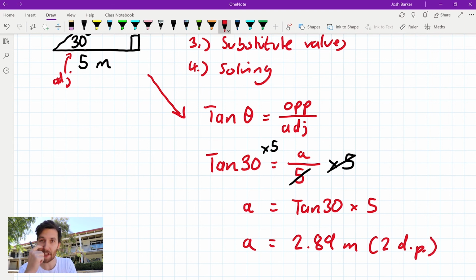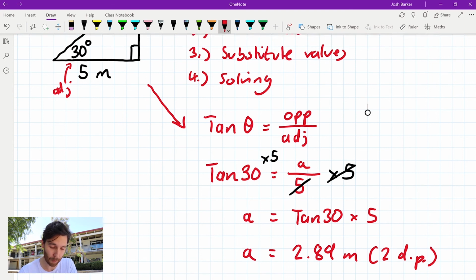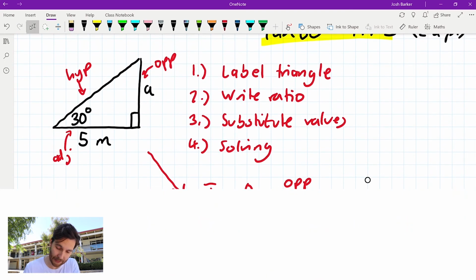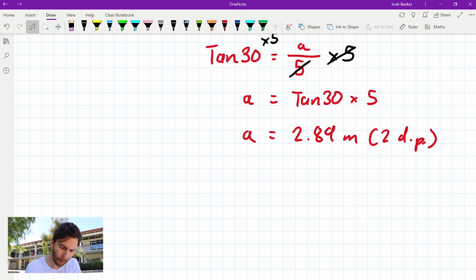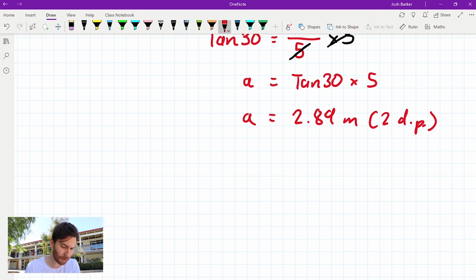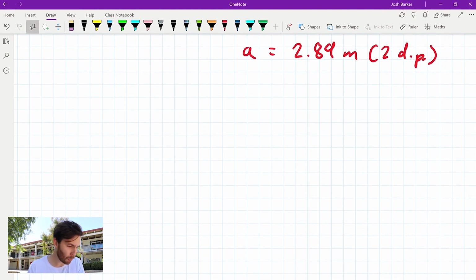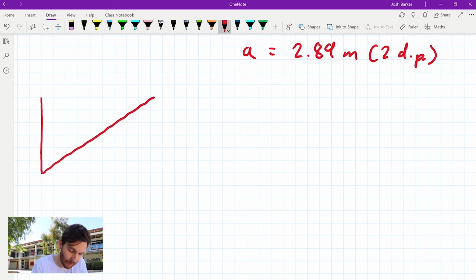Okay, so what we've done now is that we've used trigonometry, the tangent ratio in this example, to find the length of this missing side A just here. And that's it. We'll do one more to begin with, where we find the length of the adjacent. So again, let's draw another right angle triangle just here.